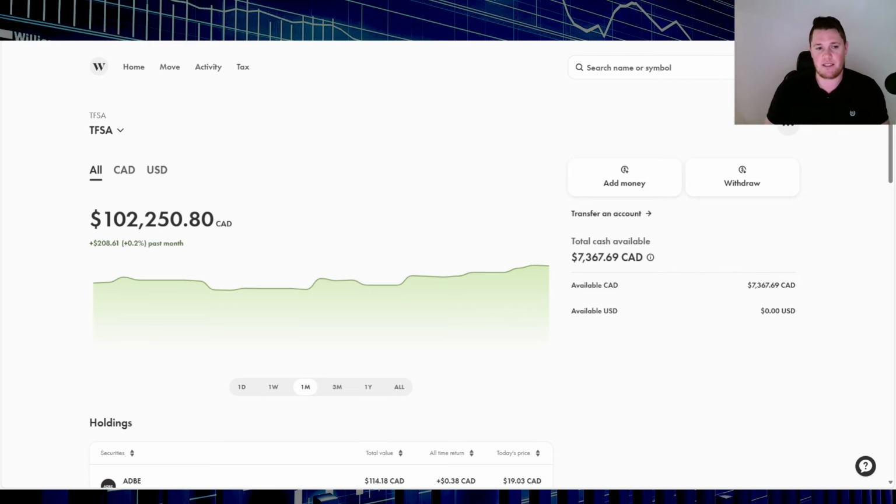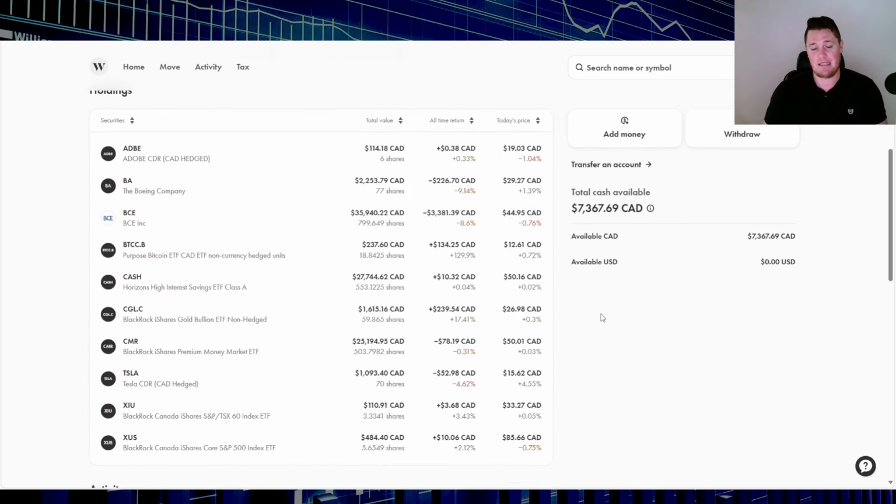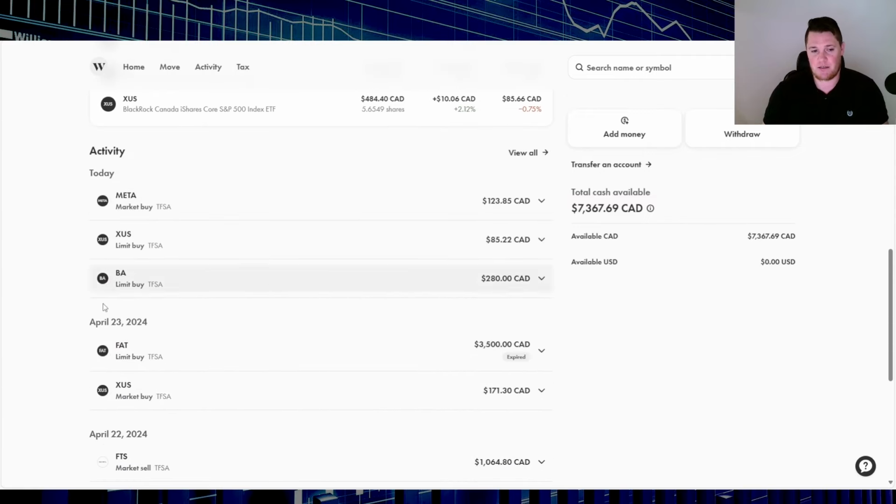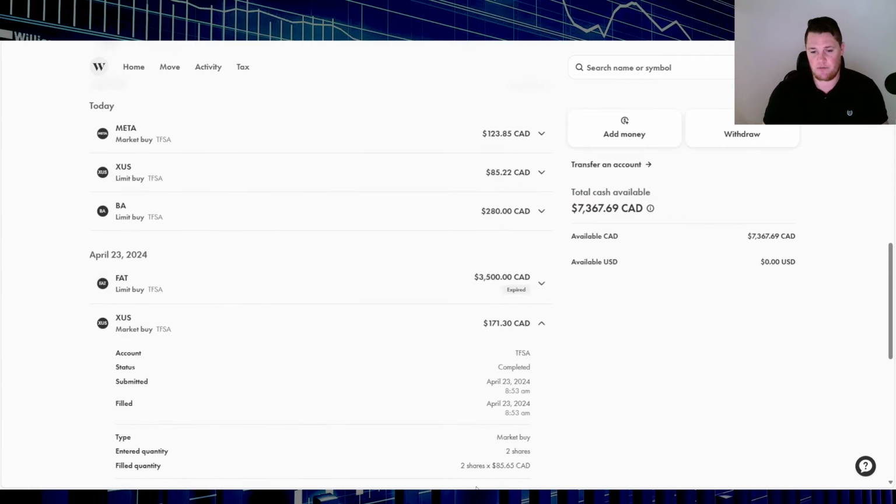So portfolio is at $102,000 and change, $7,300 in available cash. What I've been doing is kind of just dollar cost averaging for the most part. So you do see some transactions right here. I bought roughly 2 shares of XUS, so that's the S&P 500 ETF, at $85.65. So I'm starting to scale back in after my large sell-off.